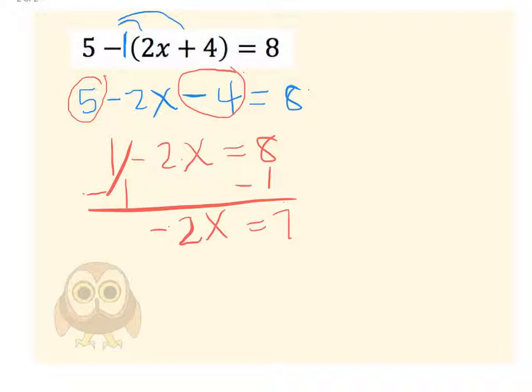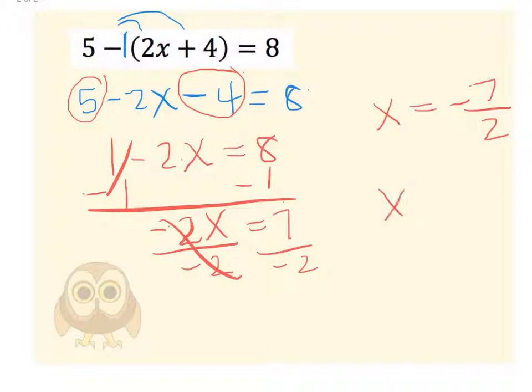The negative 2 and the x are multiplying together. To undo that, I divide by negative 2. If you want to, you can leave this as a fraction as negative 7/2. If you like a decimal, you get negative 3.5.